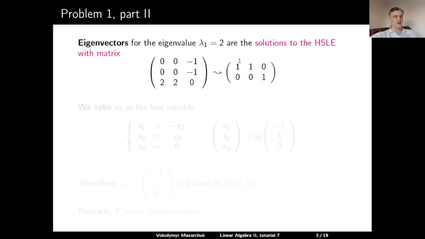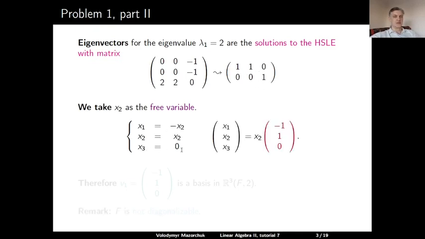Here we have leading elements in columns 1 and 3, so we can take x2 as a free variable. From the first equation we have x1 = -x2. For the free variable we have the trivial equation x2 = x2. And from the second equation we have x3 = 0. So in vector form, (x1, x2, x3) is equal to x2 times the coefficient vector (-1, 1, 0). This means that the vector (-1, 1, 0) forms a basis in the linear space of solutions to this homogeneous system of linear equations.